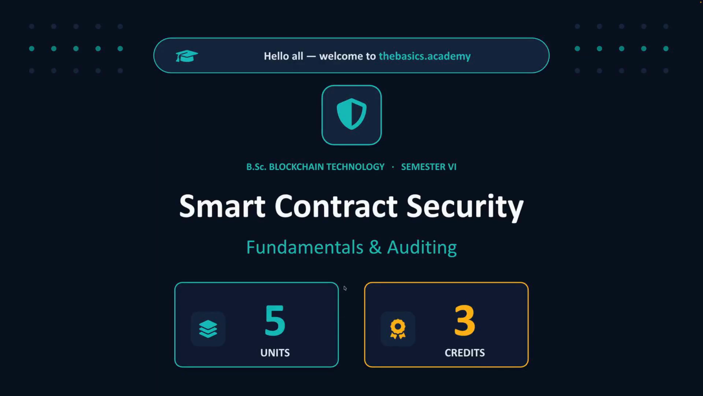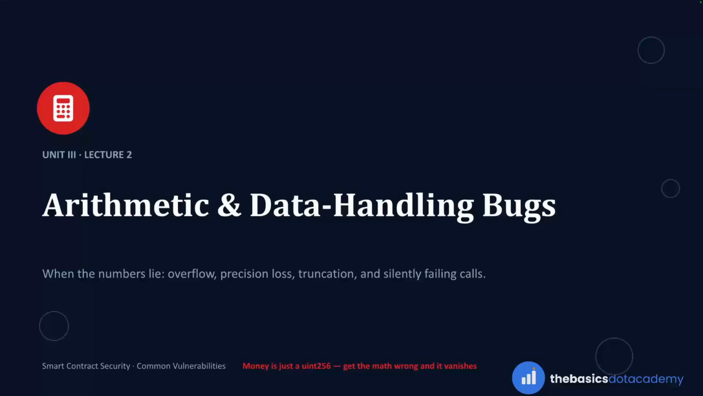This is Smart Contract Security, Fundamentals and Auditing, a 5 unit, 3 credit course in the BSc Blockchain Technology program. Let's get into it. Lecture 2 of Unit 3, Arithmetic and Data Handling Bugs. When the numbers lie, either you encounter an overflow, precision loss, truncation, or silently failing calls in Solidity.